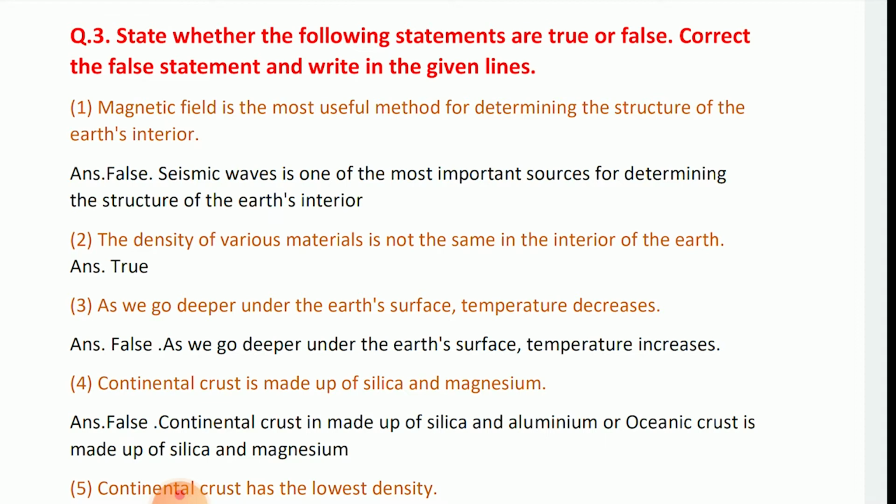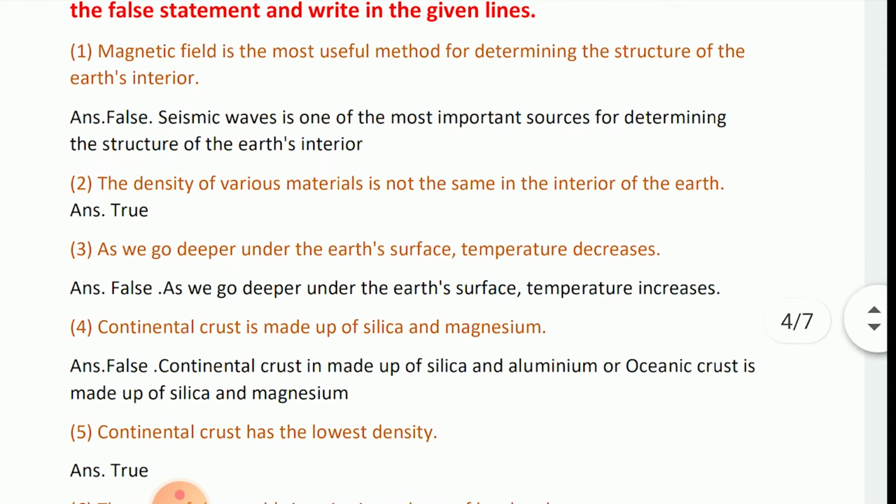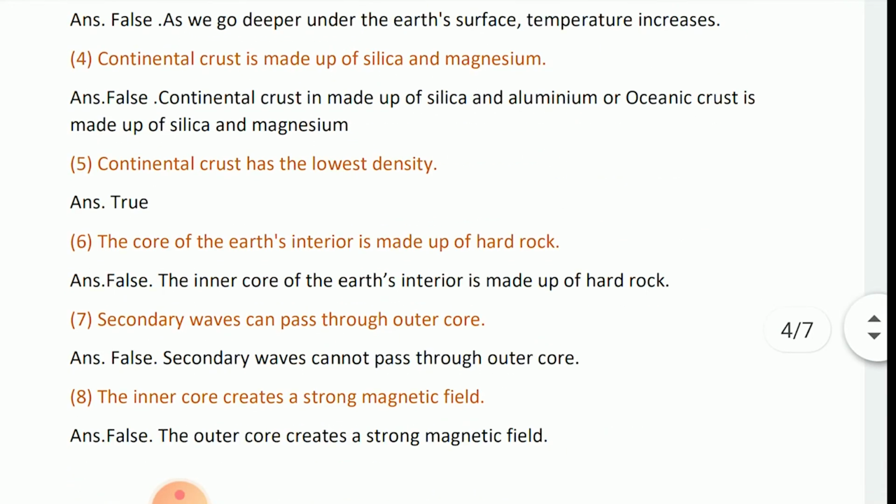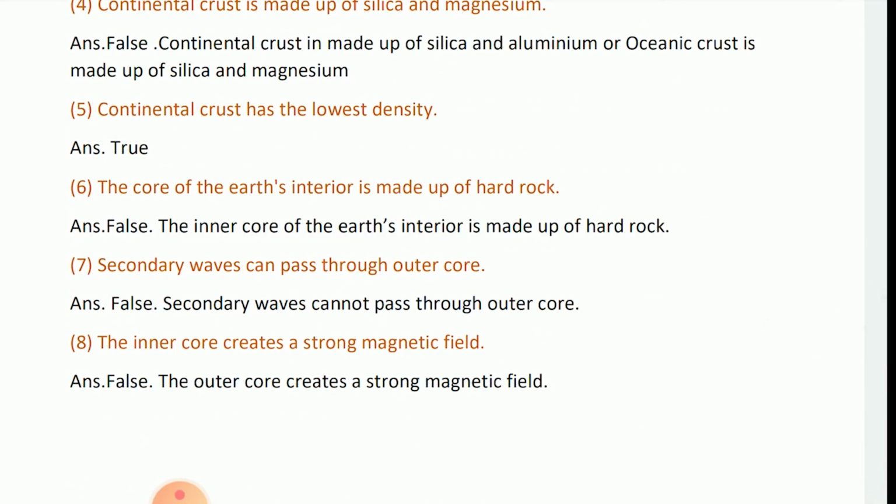Continental crust is made up of silica and magnesium. False. The continental crust is made up of silica and aluminium, and the oceanic crust is made up of silica and magnesium. Continental crust has the lowest density. Answer, true. The core of the earth's interior is made up of hard rock. The answer is false. The inner core of the earth's interior is made up of hard rock. That means the core of our earth's interior is made of hard rock.